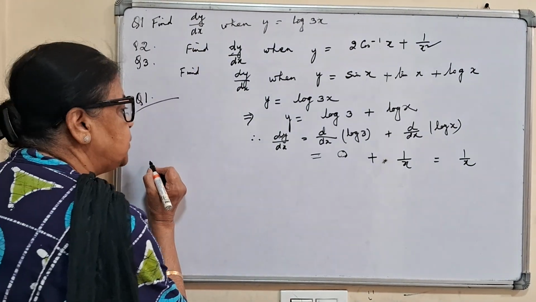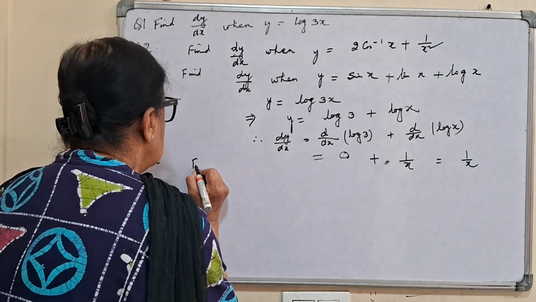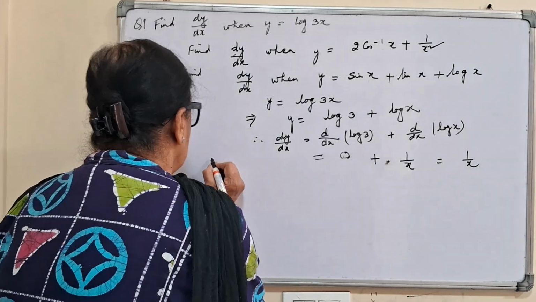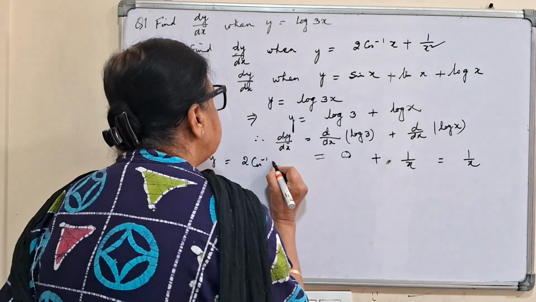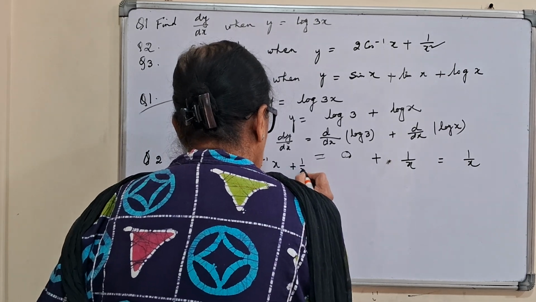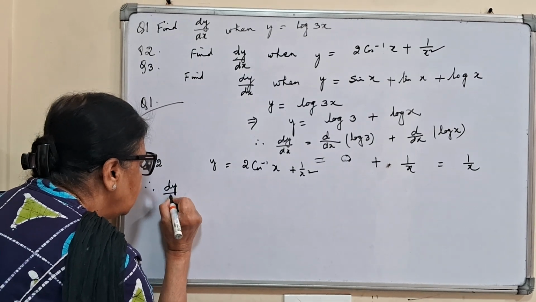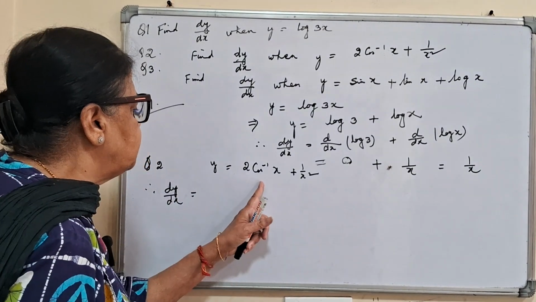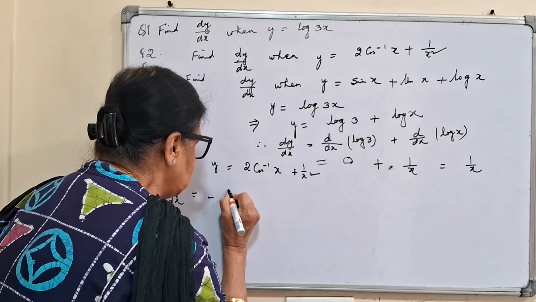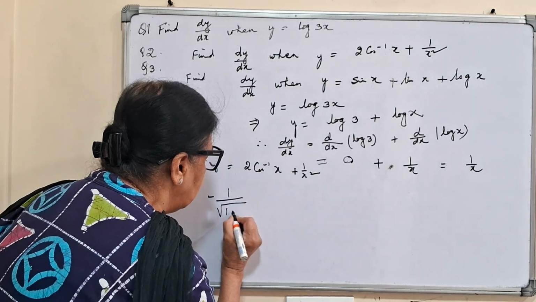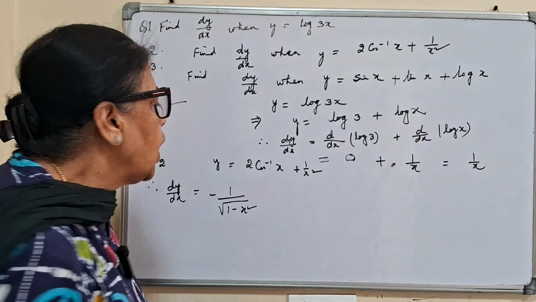Then question 2: find dy/dx, where y is equal to 2 cos inverse x plus 1 by x square. Therefore, dy/dx: I just told you the answer for it. 2 will remain as it is because it is a constant, times minus 1 by root over 1 minus x square. Why? Because cos inverse is a co-function.